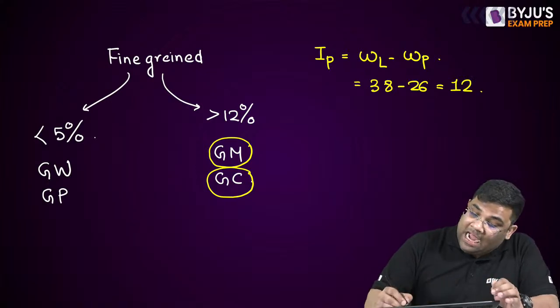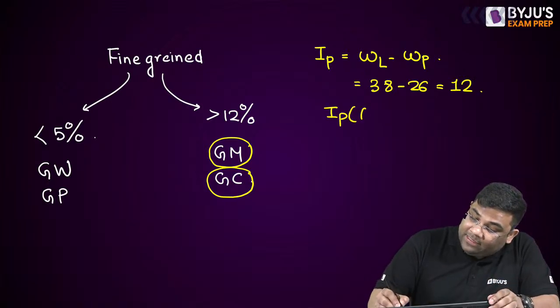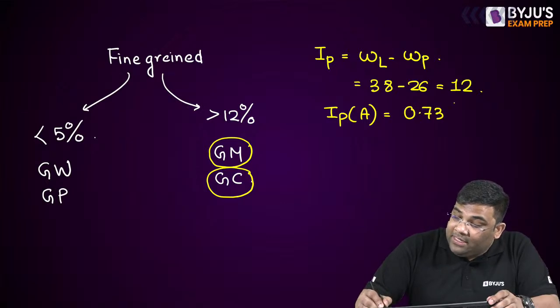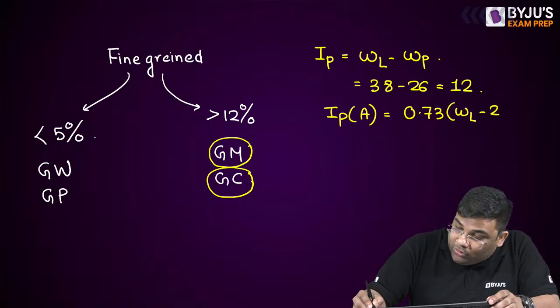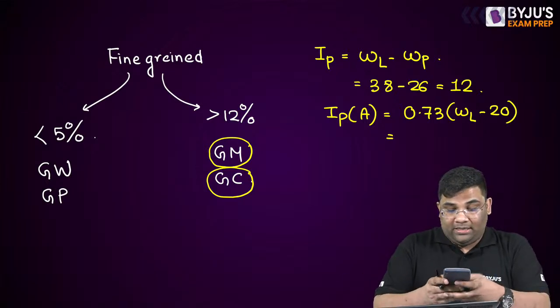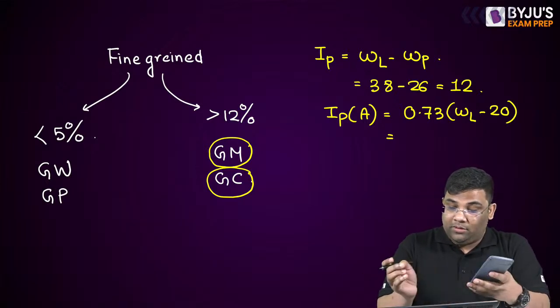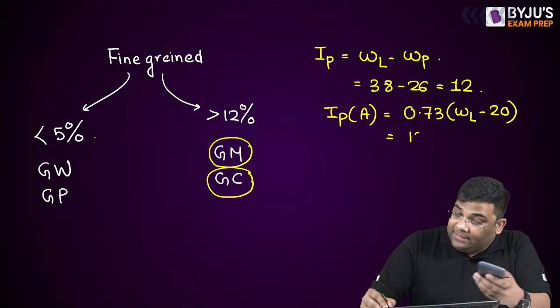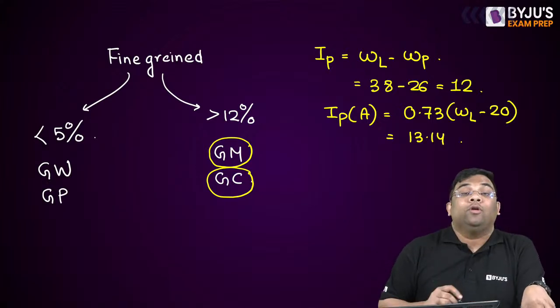Now I have to find out the IP of the A line. The IP of the A line is what? 0.73 times (liquid limit minus 20), right? This is how much you are getting, tell me. This is 0.73 into 18, right? Because liquid limit is 38. So I am getting how much? 13.14.